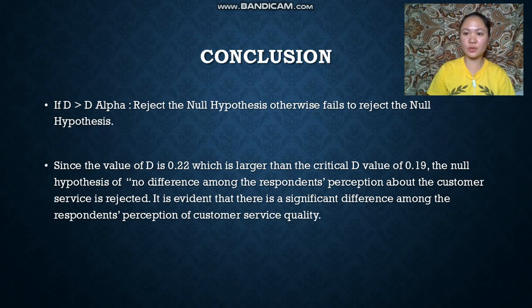So, here's the conclusion. If D is greater than D-alpha, then reject the null hypothesis, otherwise fail to reject the null hypothesis. Since the value of D is 0.22, which is larger than the critical D value of 0.19, the null hypothesis of no difference among the respondents' perception about the customer service is rejected. It is evident that there is a significant difference among the respondents' perception of customer service quality.